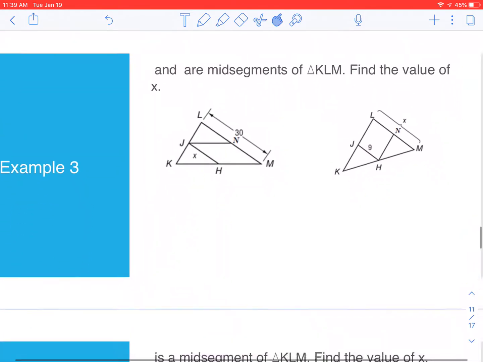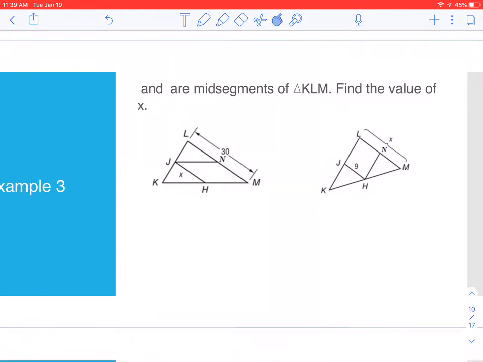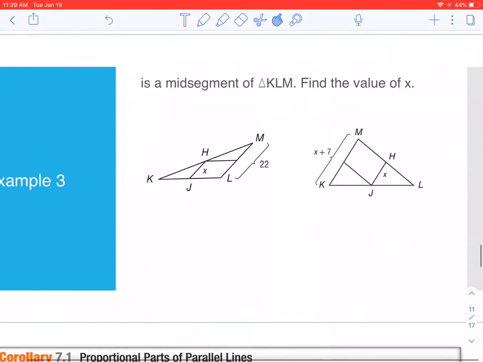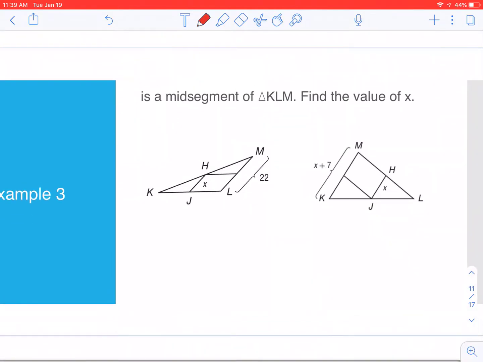Okay, so all we do here is we take 30 divided by 2 and we get 15 for x. Over here, we do 9 times 2 to get 18. So this is 18, this is 15. So we're just multiplying by 2 or dividing by 2. Okay, same here. X equals 11, because that's half of 22.